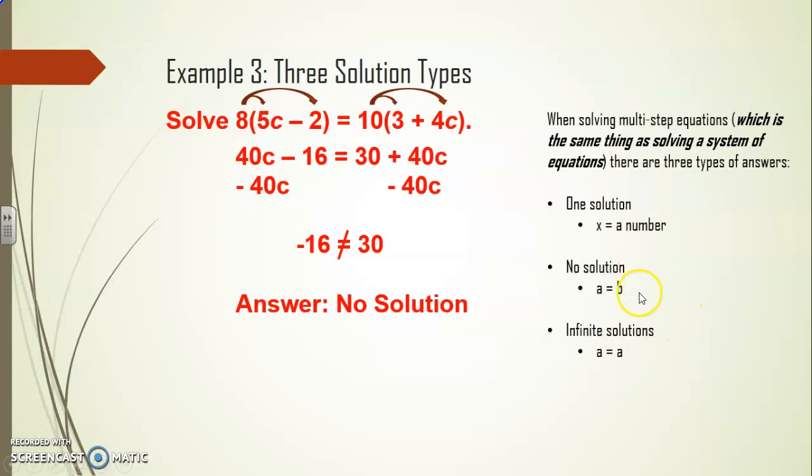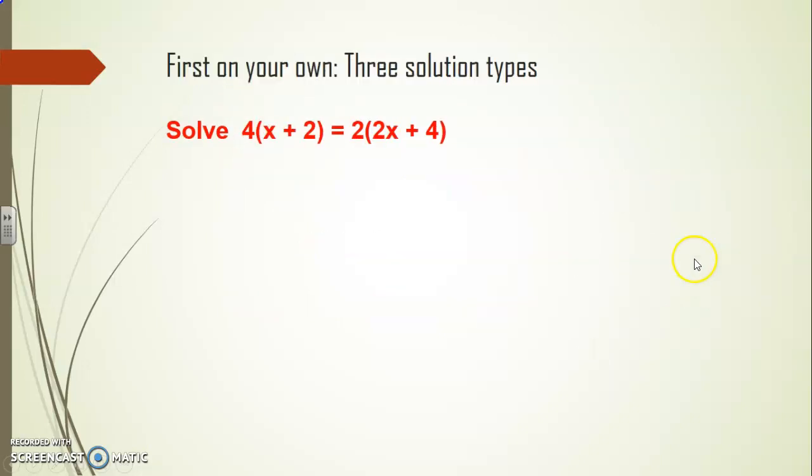Then you've got no solution, just like this example here, which is a false statement. 2 different things equal to each other, not possible. And then you've got infinite solutions, which is the same number equal to itself. So in this example, I would have -16 equals -16, or 30 equals 30 to have infinite solutions. So you give it a try, see what your answer is to this equation.